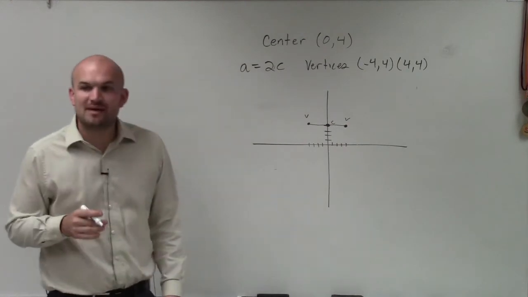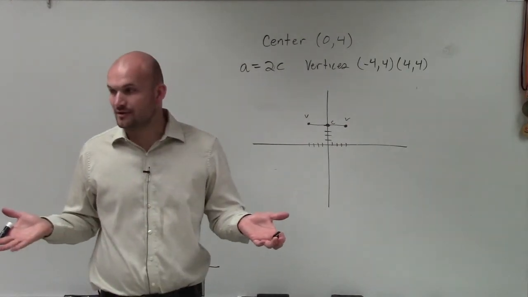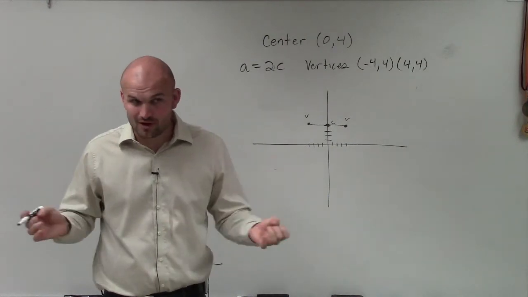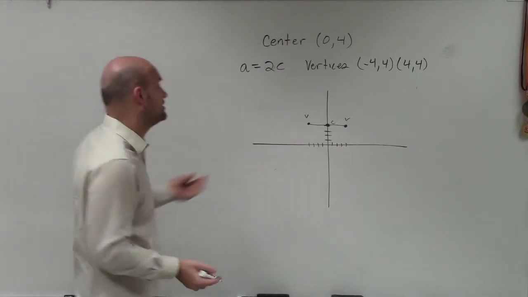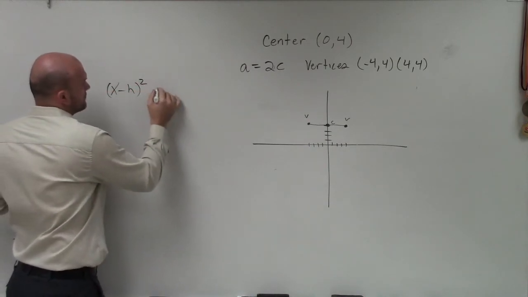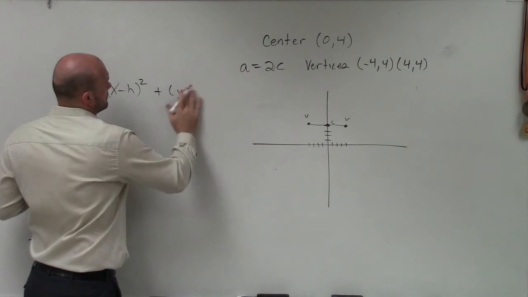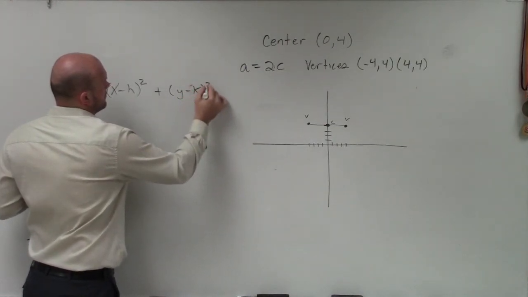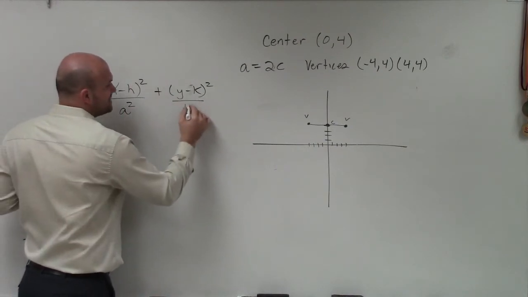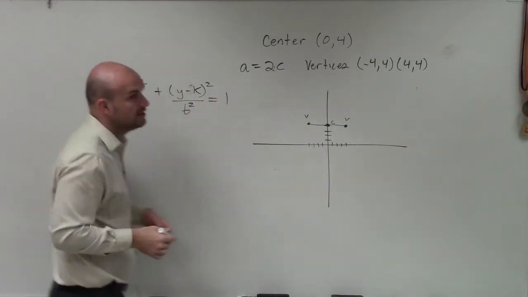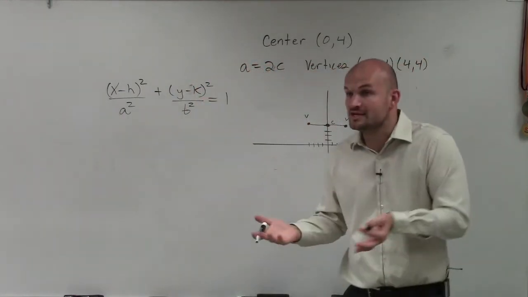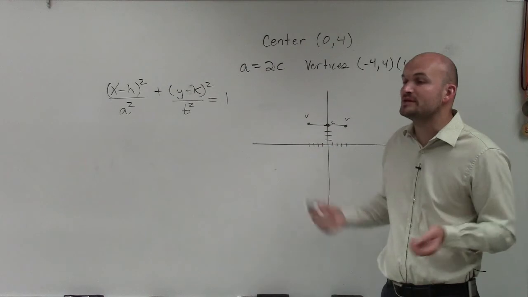But now, is the major axis horizontal or vertical? Horizontal. So to determine which equation I'm going to use, I have to use this equation, where a squared is under the x, and b squared is under the y, and that's equal to 1. Do you guys understand how it has to be that equation, not the other? Because you have to choose. The only way you're going to understand how to choose is to graph the information you have.